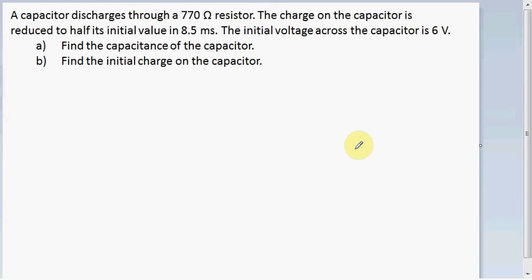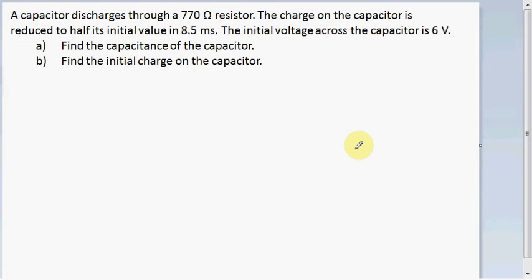Hi there. What we've got here is another circuit problem. This one reads: a capacitor discharges through a 770 ohm resistor. The charge on the capacitor is reduced to half its initial value in 8.5 milliseconds. The initial voltage across the capacitor is 6 volts, and we want to know what is the capacitance of the capacitor, and we want to find the initial charge on the capacitor.